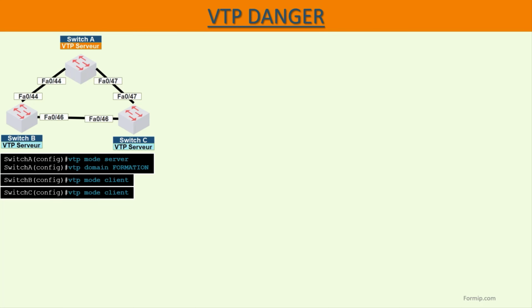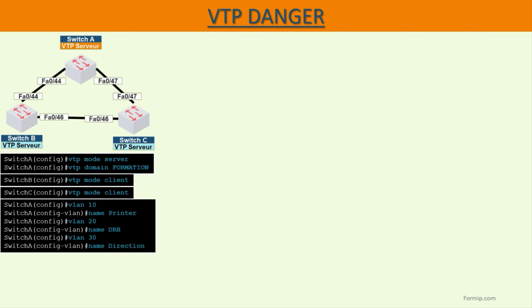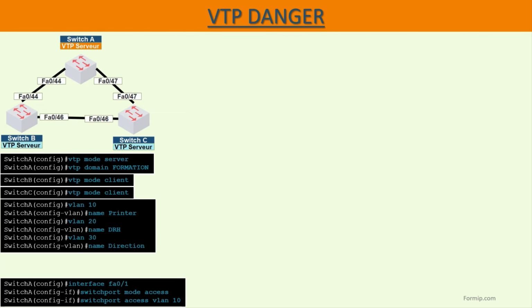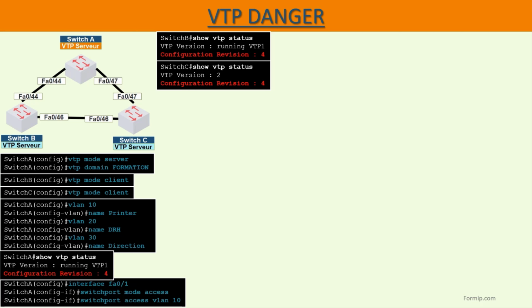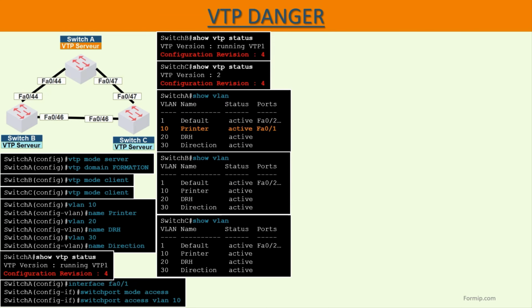The VTP domain is called formation. We create 3 VLANs on switch A, and we add a port on switch A in the printer VLAN. If you run a show vtp status on all switches, you will notice that they all have a revision number of 4. A show vlan shows us that all switches have synchronized well with the switch A. We also see that the port Fa0/1 of switch A is well part of the VLAN 10.